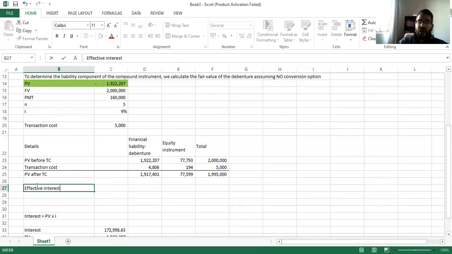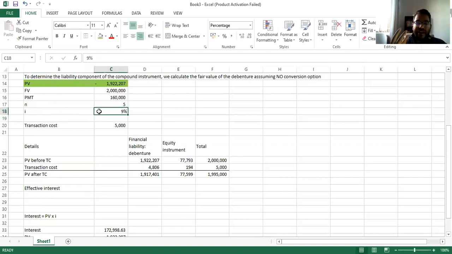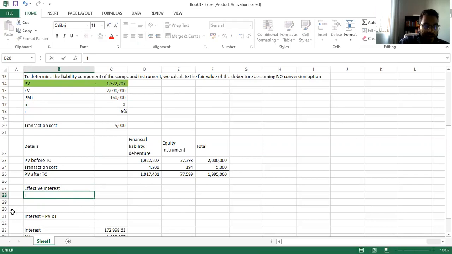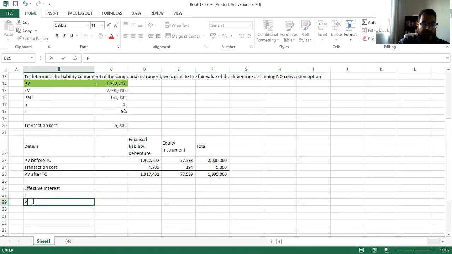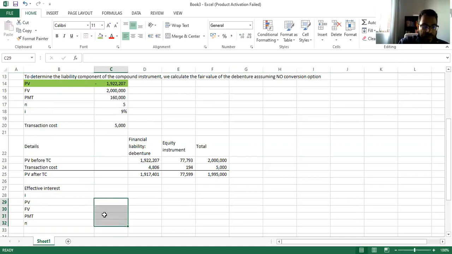If there were no transaction costs, our effective interest rate would equal the 9%, because similar debentures without conversion both have no transaction costs. But now this 9% is the market rate of debentures without a conversion feature and without transaction costs. Our present value is without conversion, but it is with transaction costs. So we need to work out a new effective interest rate. So we're going to need I. In order to get I, we need present value, future value, PMT in. So remember, what is our present value?